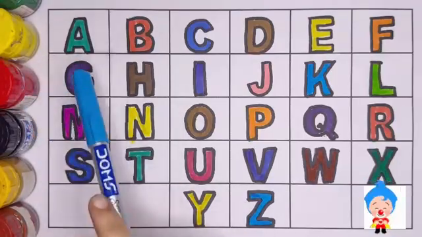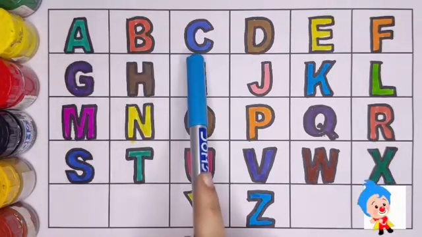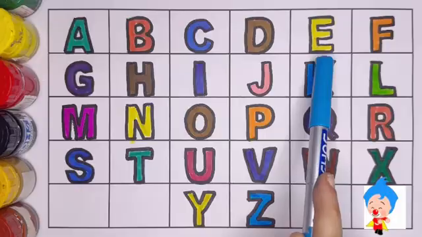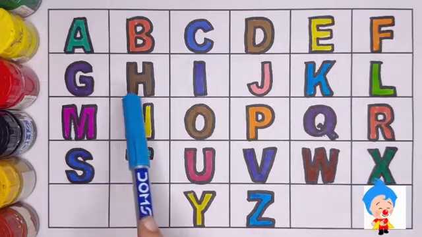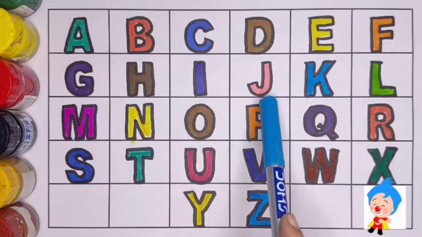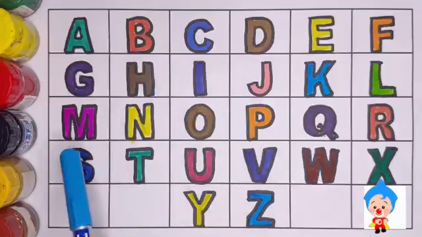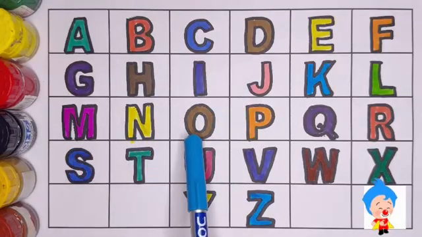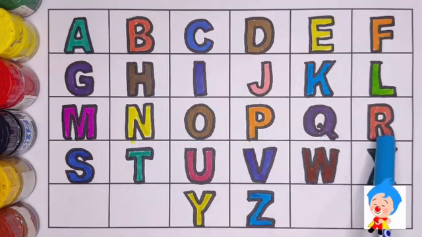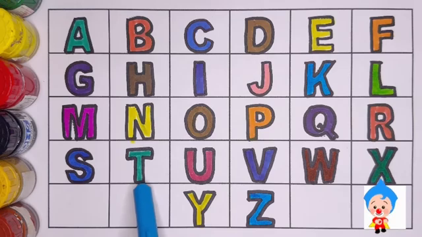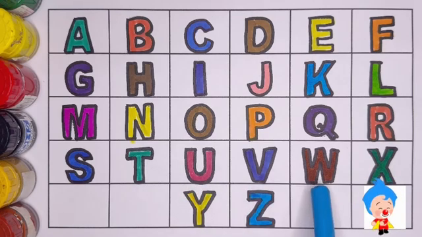Kids, let's repeat again. A, B, C, D, E, F, G, H, I, J, K, L, M, N, O, P, Q, R, S, T, U, V, W, X, Y and Z.